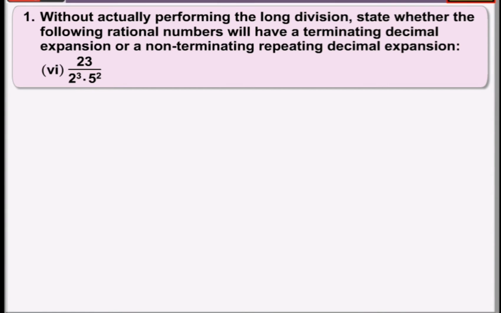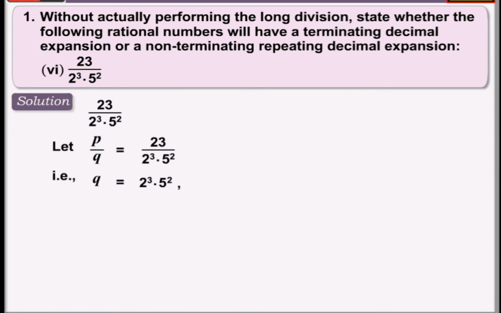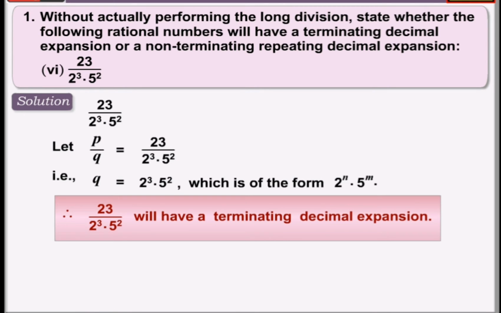Number 6. 23 upon 2 cube into 5 square. Solution. Let P upon Q is equal to 23 upon 2 cube into 5 square. That is, Q is 2 cube into 5 square, which is of the form 2 raised to power n into 5 raised to power m. Therefore, 23 upon 2 cube into 5 square will have terminating decimal expansion.